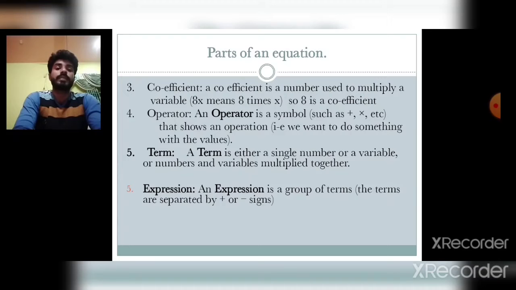Number five, term. A term is either a single number or a variable, or numbers and variables multiplied together. Number six, expression. An expression is a group of terms. The terms are separated by plus or minus signs.